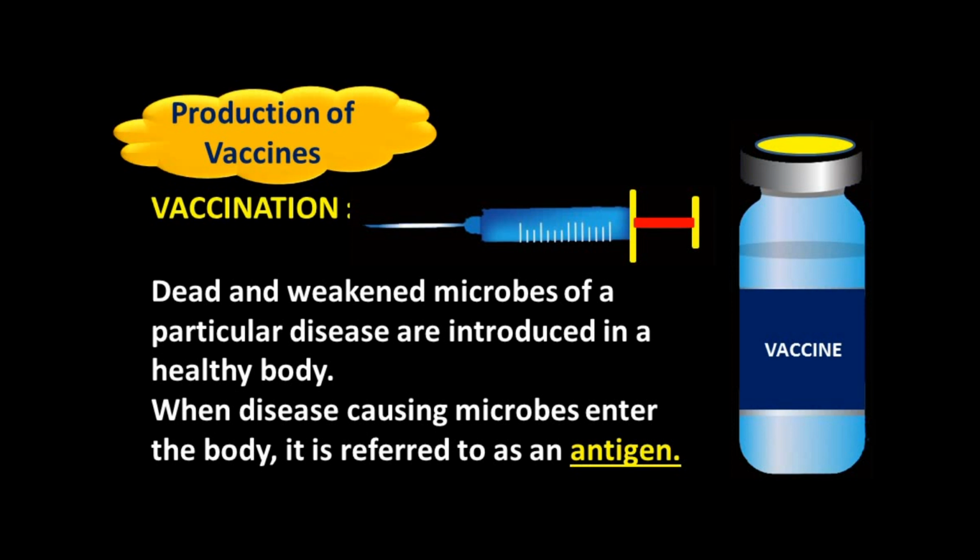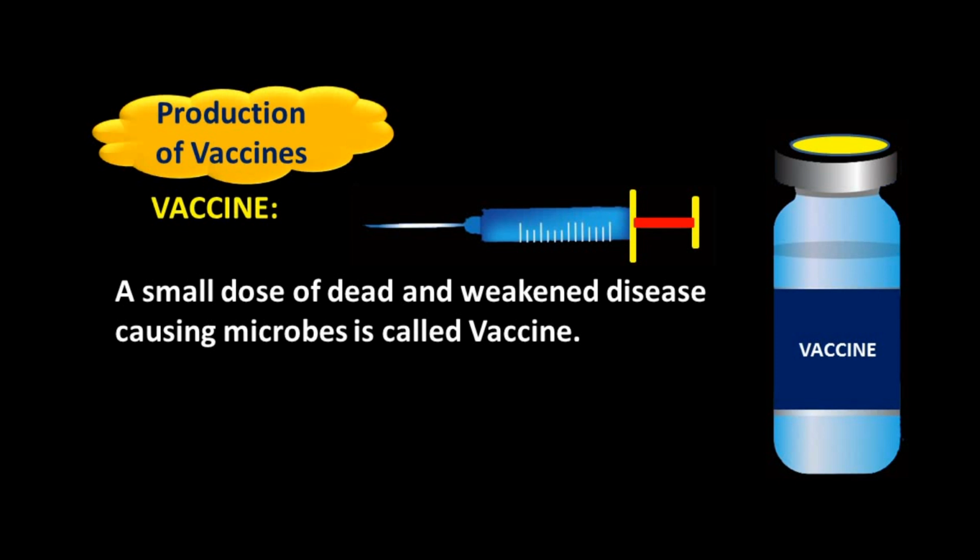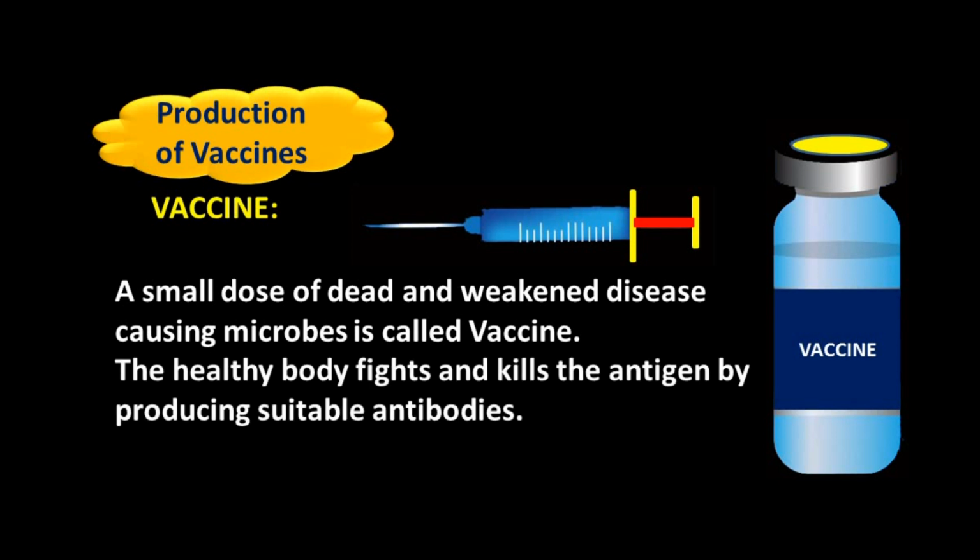So, naturally our body activates our immune system when microbes enter our body. To fight these microbes, our immune system automatically activates. A small dose of dead and weakened disease causing microbes is called a vaccine. What is meant by vaccine? A small dose of dead and weakened disease causing microorganisms is called a vaccine. The healthy body fights and kills the antigen by producing suitable antibodies. So our body produces suitable antibodies when we take a vaccine and fights against antigens.